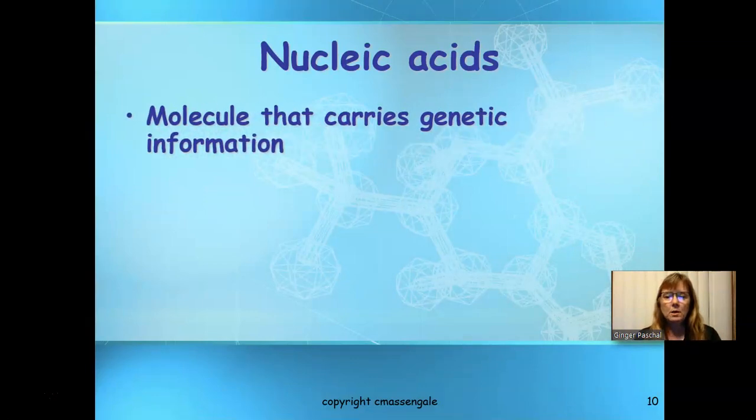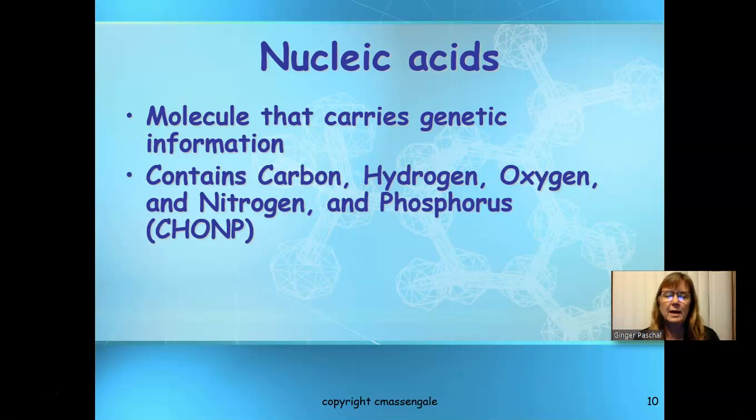Nucleic acids are the molecule that carries genetic information. So this is your DNA, and DNA is an example of a nucleic acid. Notice the NA, nucleic acid. Makes it a little easier to remember.